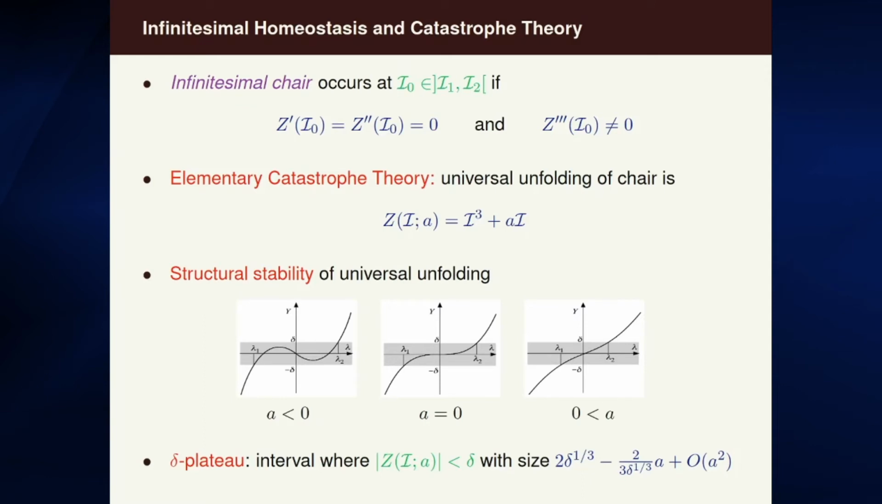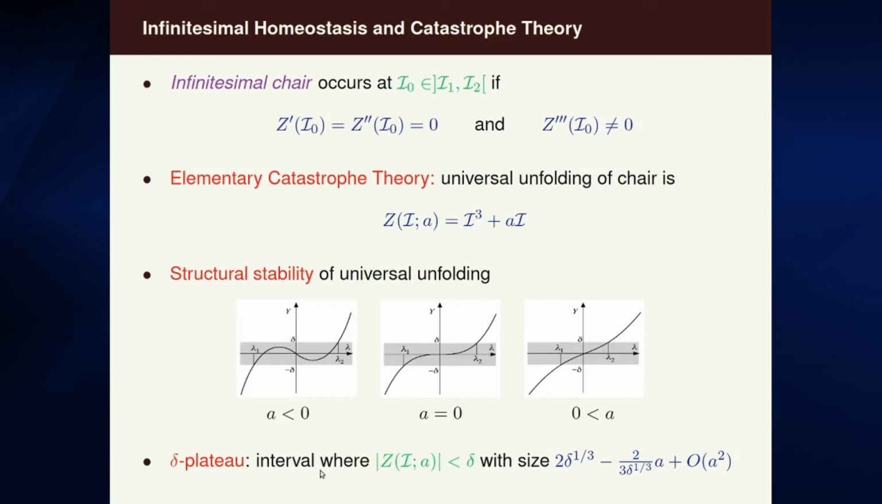Now we can define the notion of infinitesimal chair, namely that it occurs at a point I naught in the range of the external parameter if the first and second derivatives of the input-output map evaluated at I naught are 0 and the third derivative is not 0. So this is a recognition condition for a cubic. So from elementary catastrophe theory we know that the universal unfolding of a chair is the cubic function with one additional unfolding parameter a. This unfolding is structurally stable, and you have essentially three types of cubics given here: when the unfolding parameter is negative, when it is 0, where you have the singularity, and when it is positive.